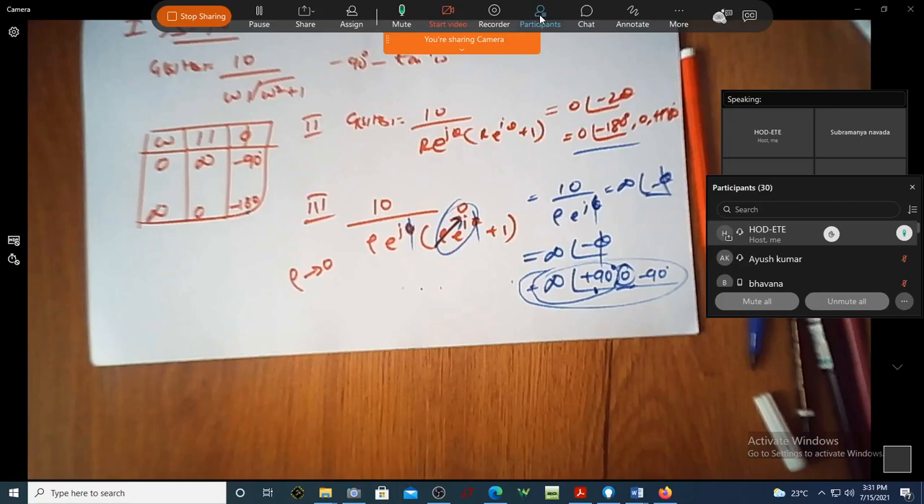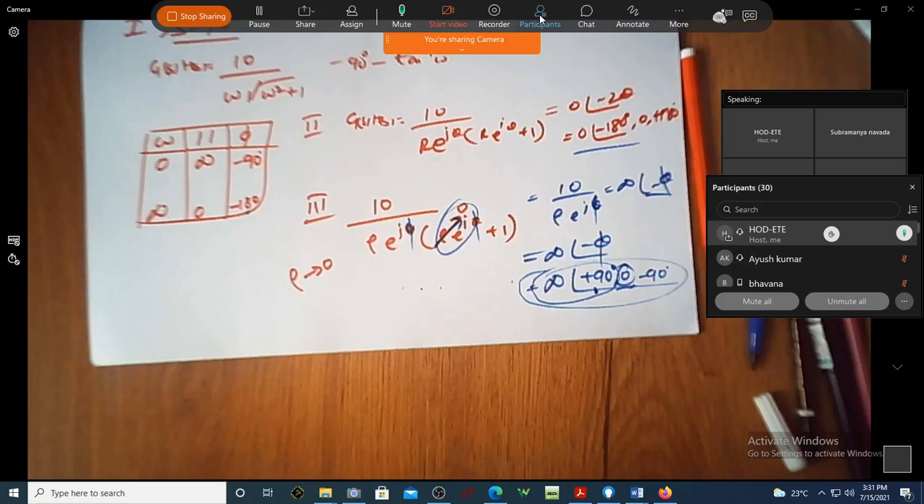Sir, this tells that a system having a single pole and a pole at origin will always be stable. This is how your root locus looks. Suppose I ask you to write a root locus, will you write it like this? Yes, sir. So it will go to minus infinity. Always, it will never go to the right hand side. The system is absolutely stable.